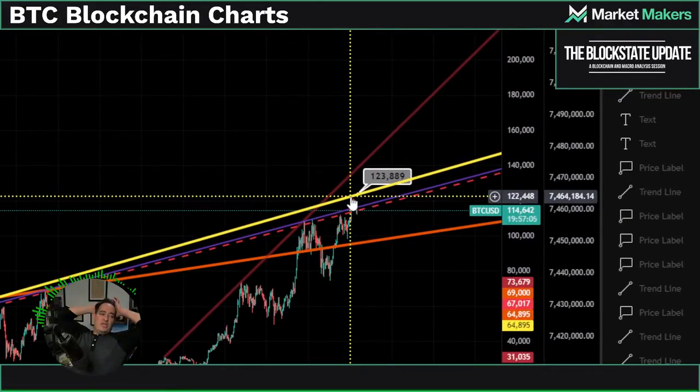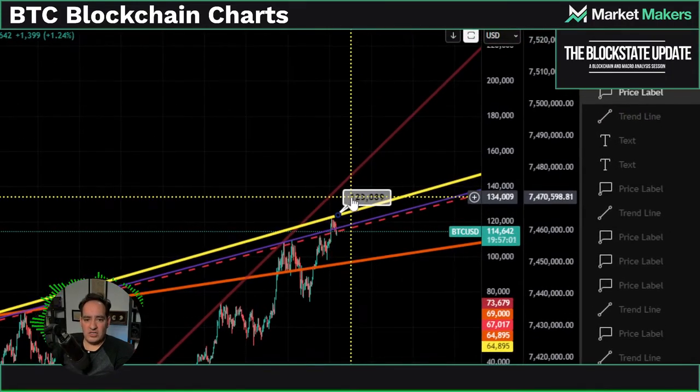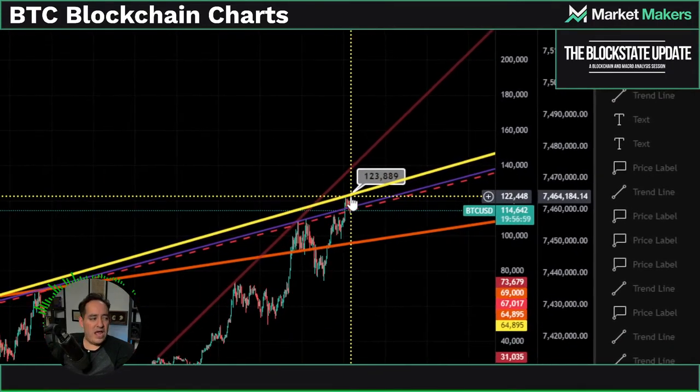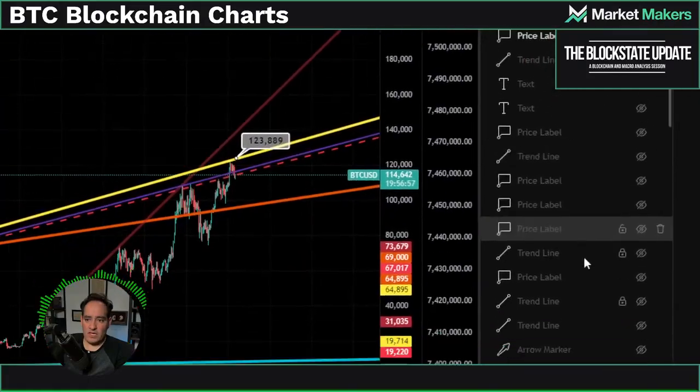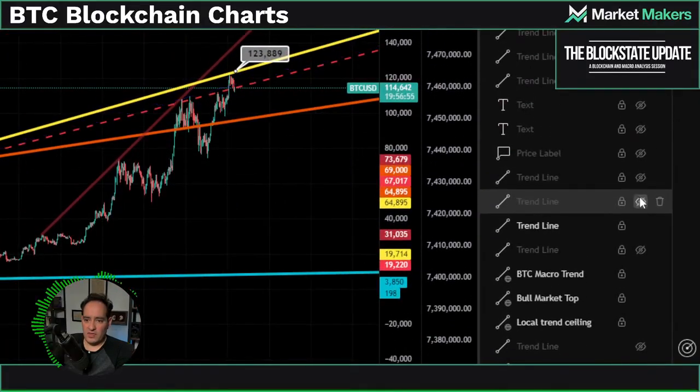The bad news is that we already smacked our head right here onto this top. So we now know that this is resistance. Now, what I'm expecting here, and let me turn off pretty much everything else.